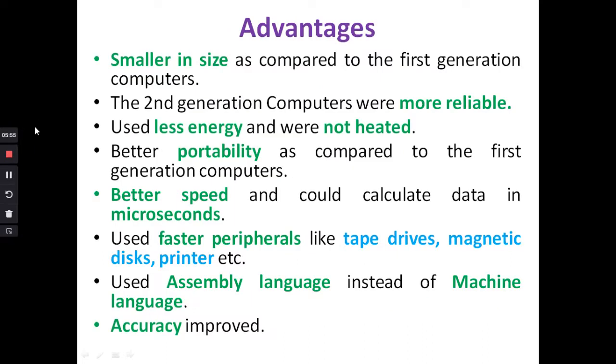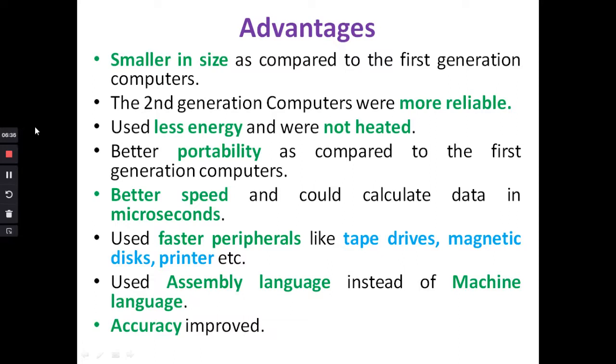Next are the advantages. These computers are smaller in size when compared with first generation computers, but they still could not be easily taken from one place to another. The second generation computers were more reliable and more economical than the first generation. They used less energy and did not get heated easily. The portability of the computer also increased compared with the first generation. They made calculations within microseconds.